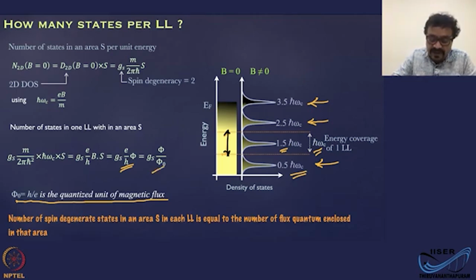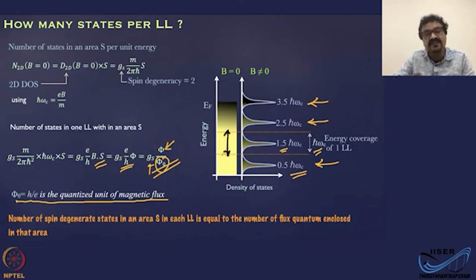So we can rewrite this as Gs, the spin degeneracy, and B times S is going to give you the total flux phi, and phi 0 is the h by e term, that is the fundamental unit of magnetic flux. So now in this case the spin degeneracy is also involved. So this is the number of spin degenerate states in an area S in each Landau level. This is for one Landau level, and you are seeing that it is the same for all Landau levels. It doesn't have any reference to the Landau level index here.